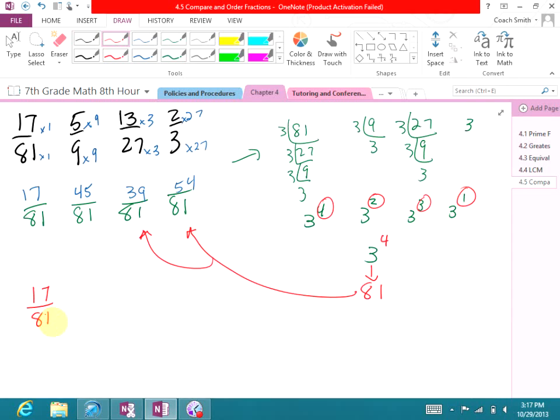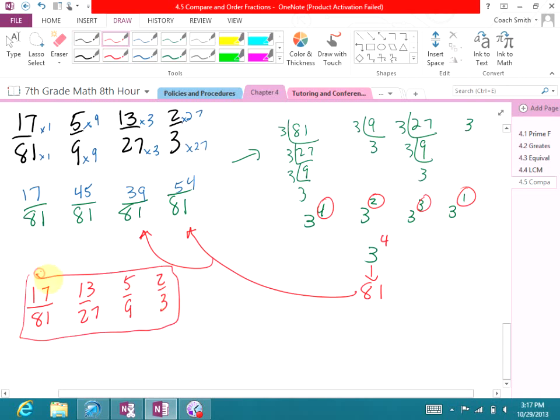So what is next? 39 over 81, which was 13 over 27. 45 over 81, which is 5 over 9. Then the last one, 2/3. Can we list it as 17 over 81, 39 over 81? No. That's why I said you had to have the original fractions in your answer.